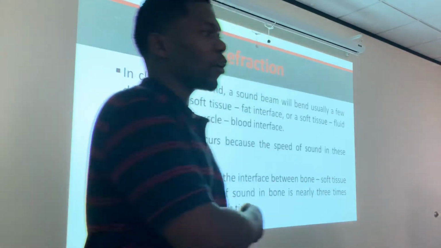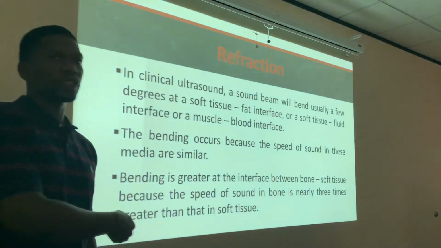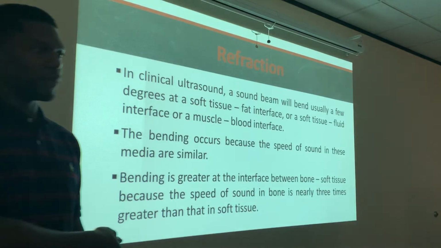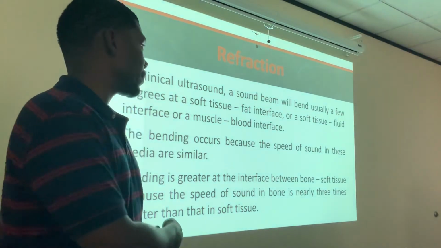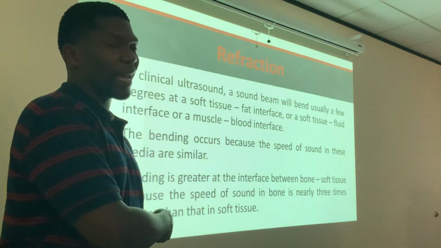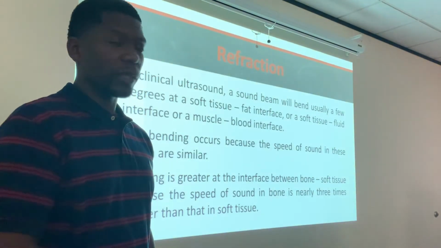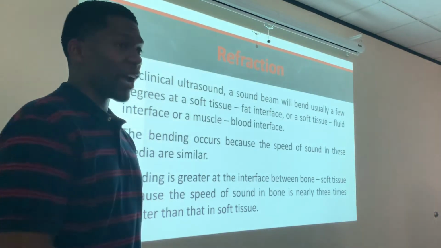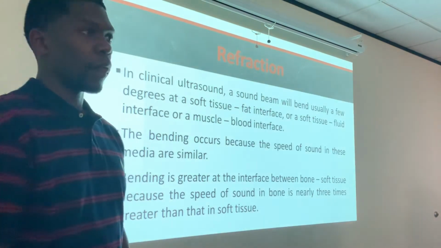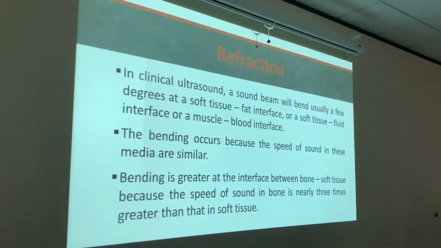Remember, with oblique incidence, we can't predict how much is going to reflect back or transmit. But if we have oblique incidence and a difference in propagation speeds between the 2 media, then we're going to get refraction. So in clinical ultrasound, the sound beam will bend usually a few degrees at a soft tissue and fat interface. Why is that? Because their propagation speeds are very similar, right?